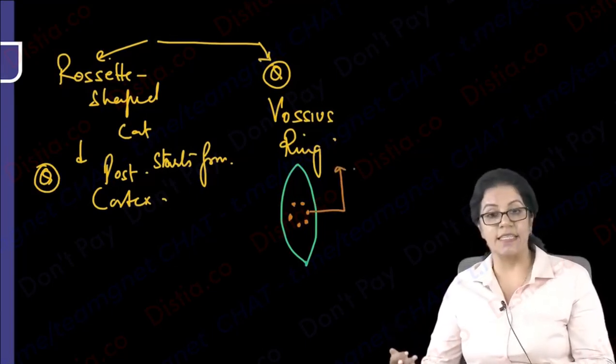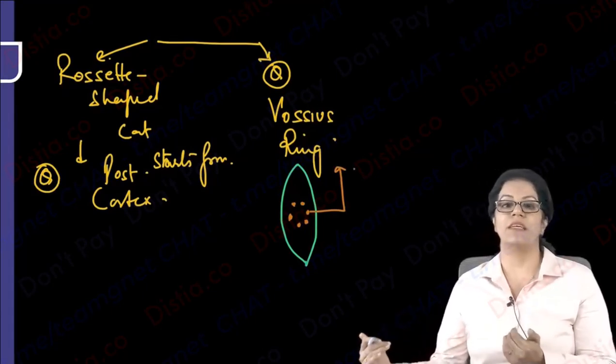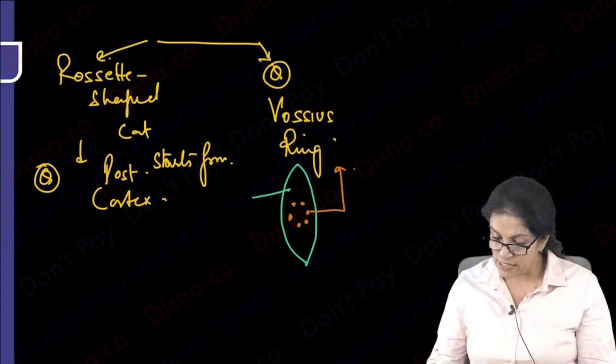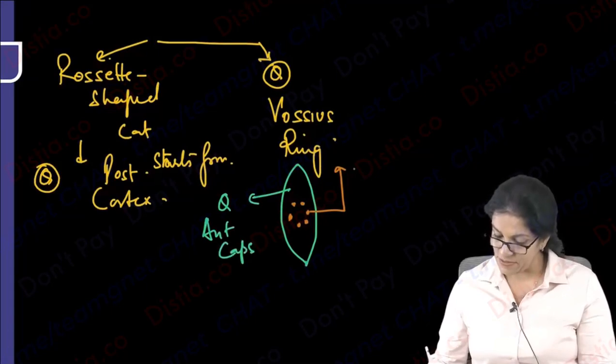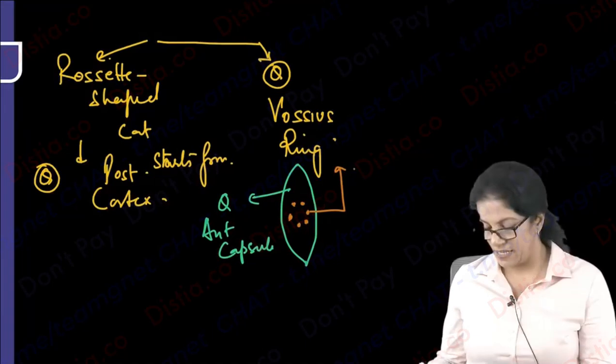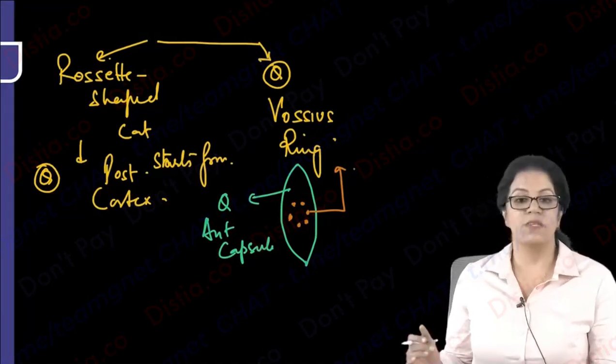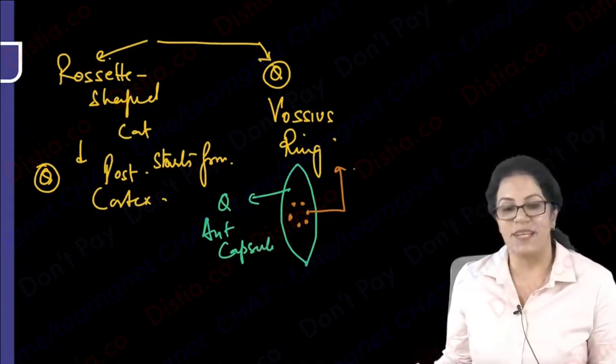You write it like this: imprint of iris pigment on the lens. So when it is on the lens, which part of the lens? This is your next question. Of course, the anterior capsule. So it is seen in the anterior capsule. This is what is Vossius ring. It's a feature of blunt trauma.